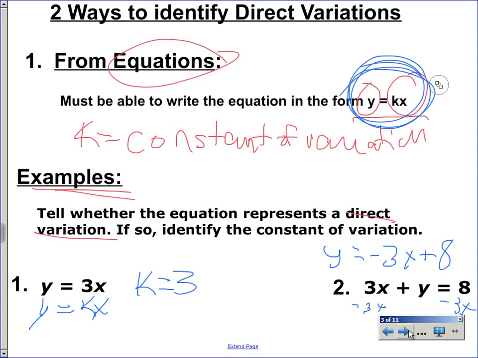Is this going to be a direct variation, or is there a slight difference between our model and number 2? I see I have a y variable, and I also have 3x here, but I've got this constant that's being added. If you have a constant that's being added to your equation, it's not a direct variation. So in this situation, the answer is no, it is not a direct variation, because this plus 8, this constant being added, is what makes it not a direct variation.